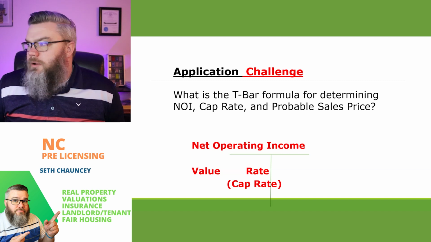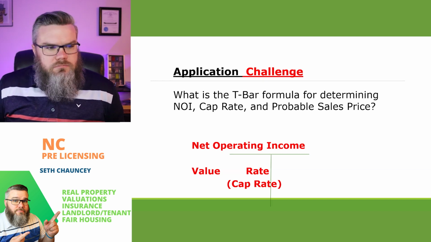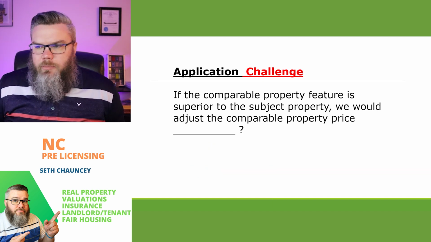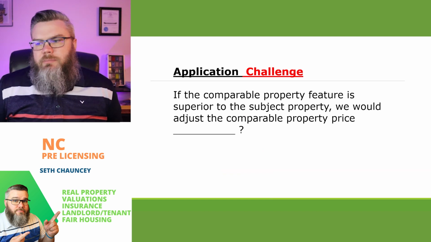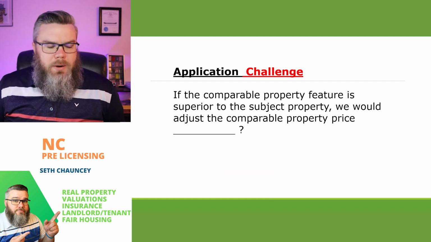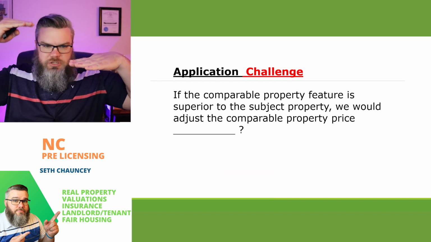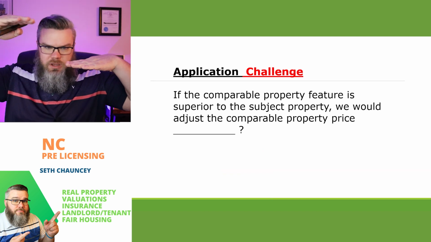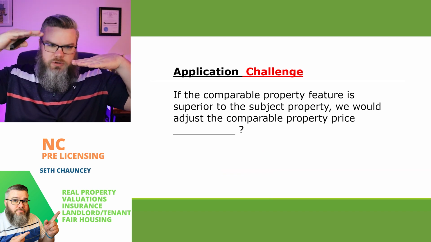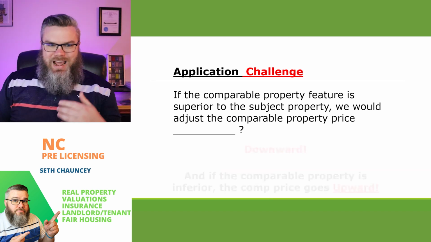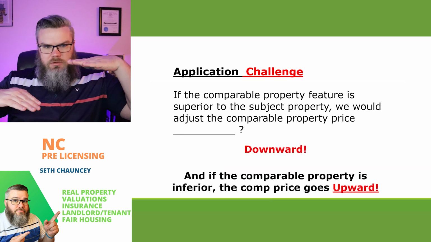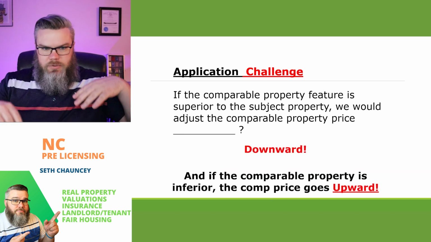How about this question for you? If the comparable property feature is superior to the subject property, we would adjust the comparable property price which way? Down. Superior, you are subtracting value. If the comparable is superior, you subtract value, so it goes down. If it's inferior, add. There you go.